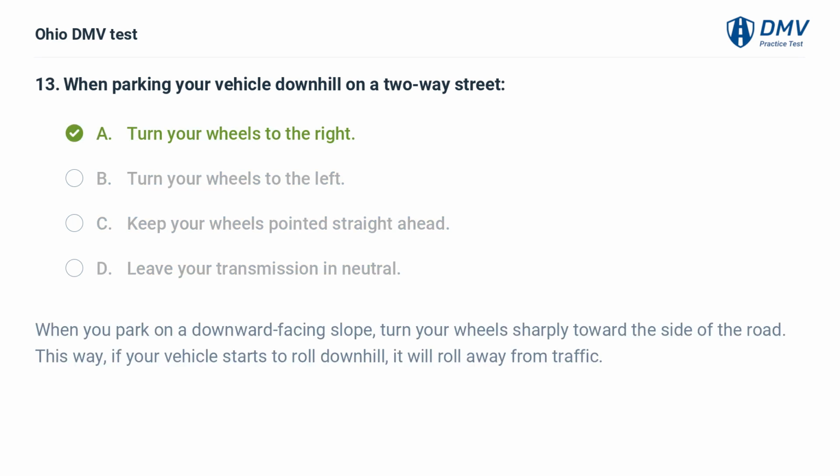A. Turn your wheels to the right. When you park on a downward-facing slope, turn your wheels sharply toward the side of the road. This way, if your vehicle starts to roll downhill, it will roll away from traffic.